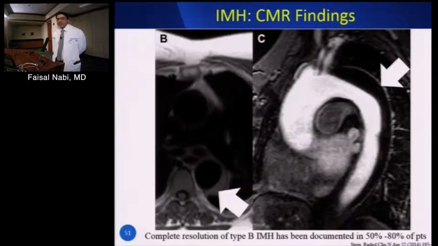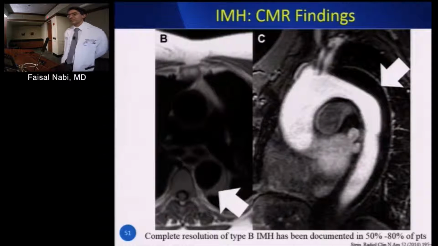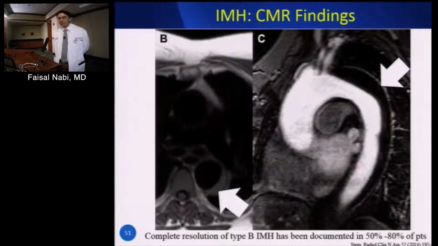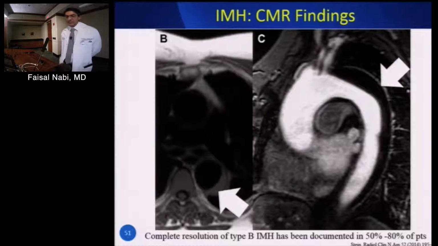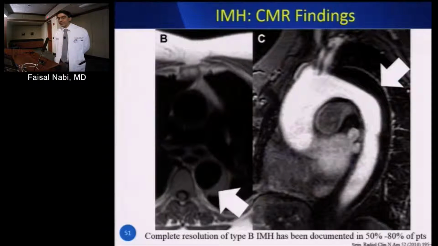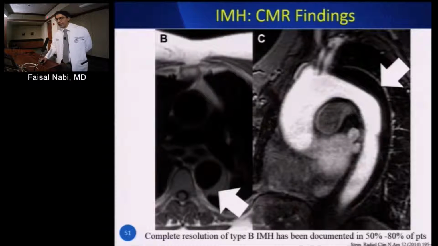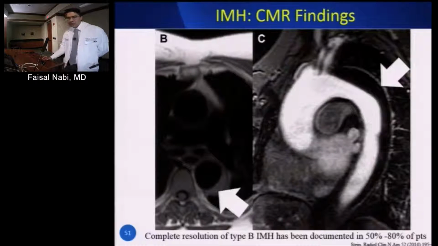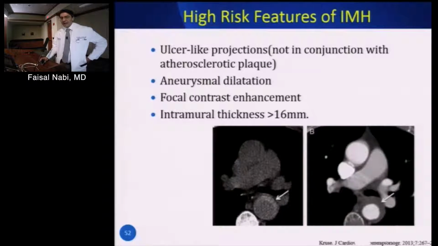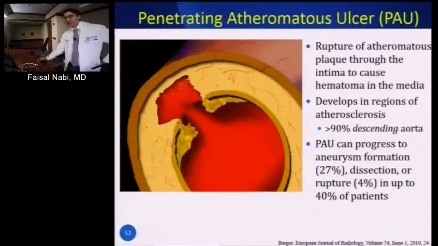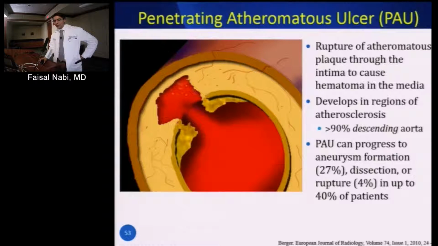One of the benefits, again, with CMR is you have all these different sequences and how your findings behave in different pulse sequences. But in general, you'll see a concentric thickening, with no identified intimal tear and no spiraling noted. So there have been high-risk features of IMH, but basically the more the hematoma, the worse, and the more concerning it is. So finally, penetrating atheromatous ulcers, also known as PAUs.